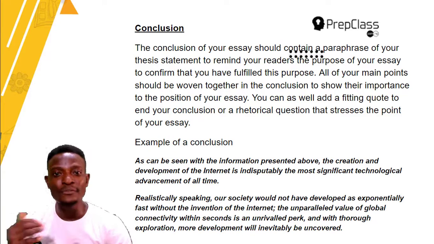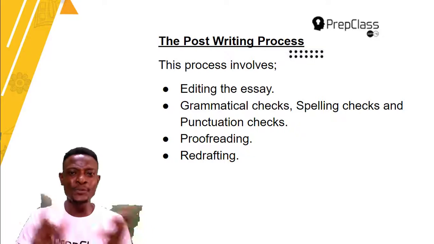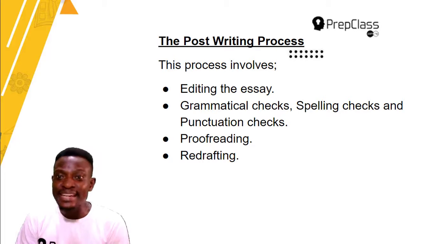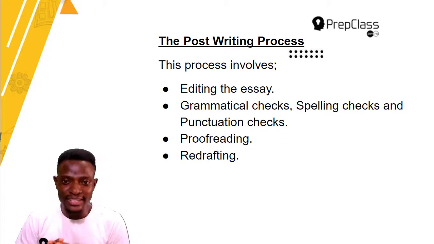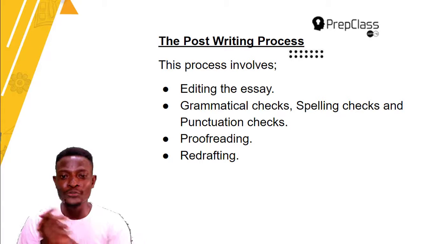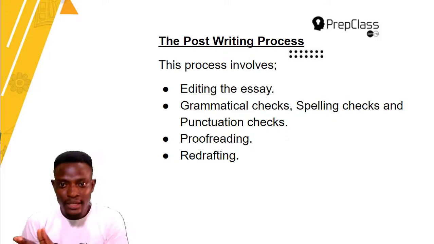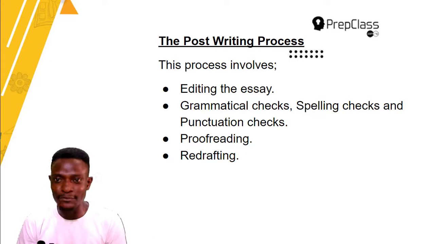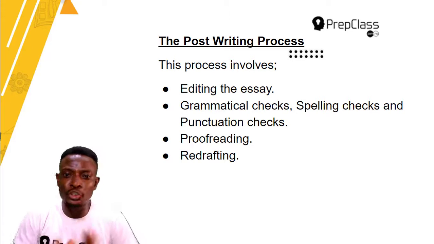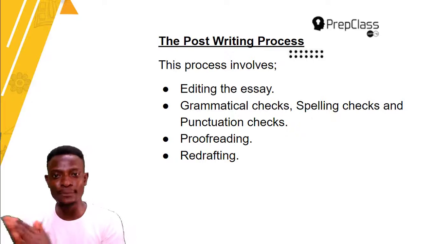So, after you have written the conclusion of your essay, you move to the post-writing process. Now, this process involves editing the essay, grammatical checks, spelling checks, and punctuation checks, proofreading and redrafting. So, after proofreading, you redraft your essay because corrections would have been made. You've checked for grammatical errors, spelling errors, punctuation errors, you've edited the essay, so you need to redraft the essay. This is the post-writing process.